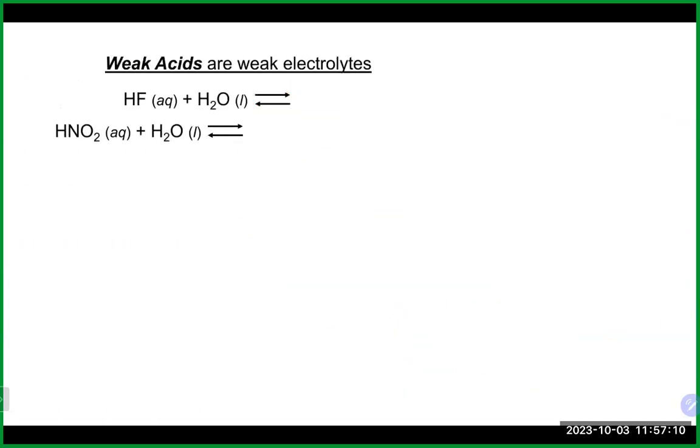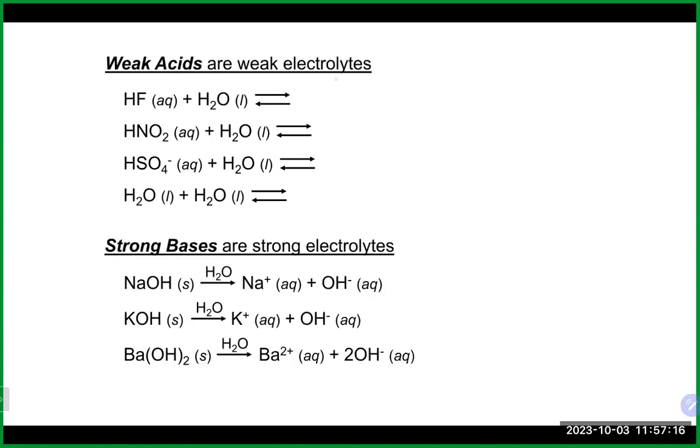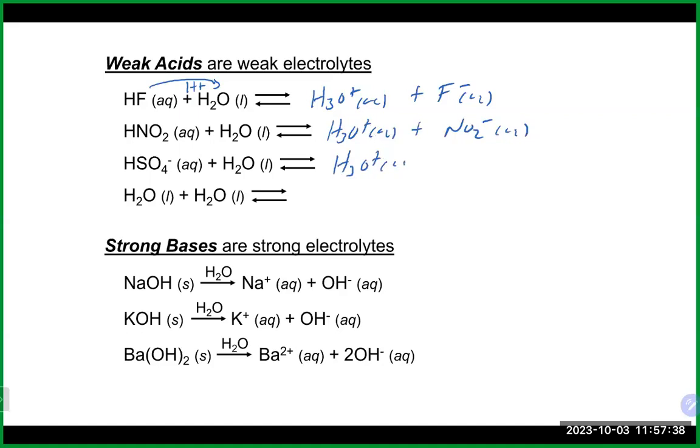Now, weak acids we just saw there, like our acetic acid. Hydrofluoric acid is another weak acid, and again, in each of these cases, our acid is going to give away its H plus, and that will give us H3O plus and, in this case, F minus. Got H3O plus and NO2 minus. Well, H3O plus and SO4 2 minus, and a little H3O plus and some hydroxide in this case, actually.